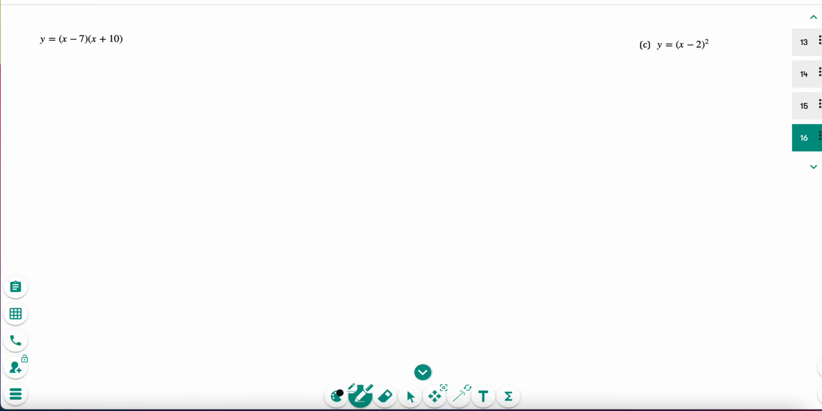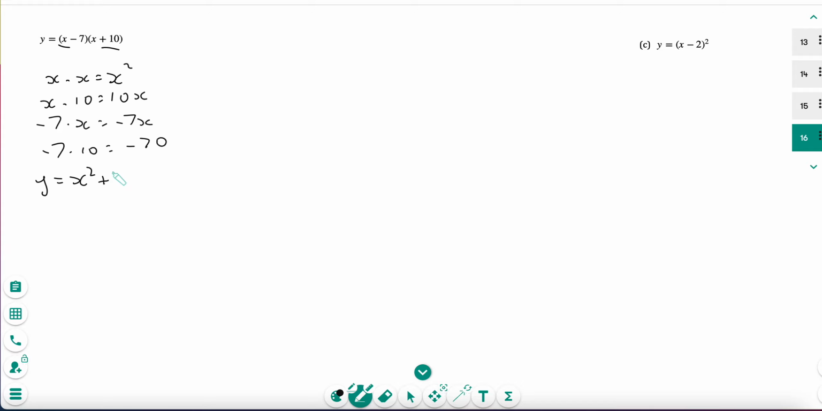Next one, this one's funky. Well, you see brackets, let's expand our brackets first. So we're going to use FOIL. So first, x times x is x squared. Outside, x times 10. Inside, last. So basically our equation is y equals x squared, 10x minus 7x is positive 3x, minus 70.